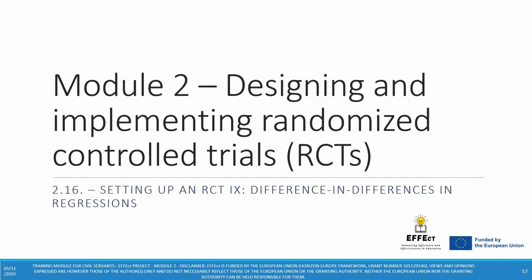Dear participants, welcome to submodule 2.16, in which we will continue to learn how to set up an RCT, and today we will focus on difference in differences in regressions. So we will actually take what we've learned last time using our table and have a look at how we can actually get these results, because so far we have only discussed what the different betas mean, but we do not know yet how to get them. That's what we'll address today.